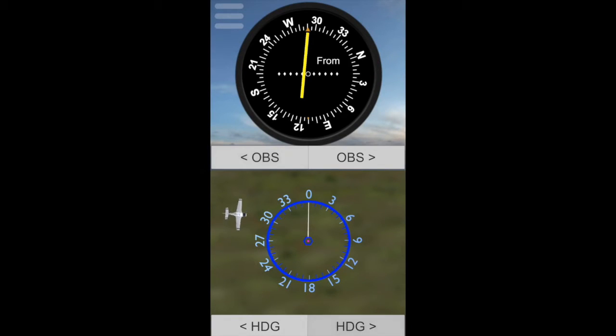And again, the heading itself doesn't matter. The top indicator will not change. Nothing is happening because I am still on the same radial, facing any direction. That's not an issue here.